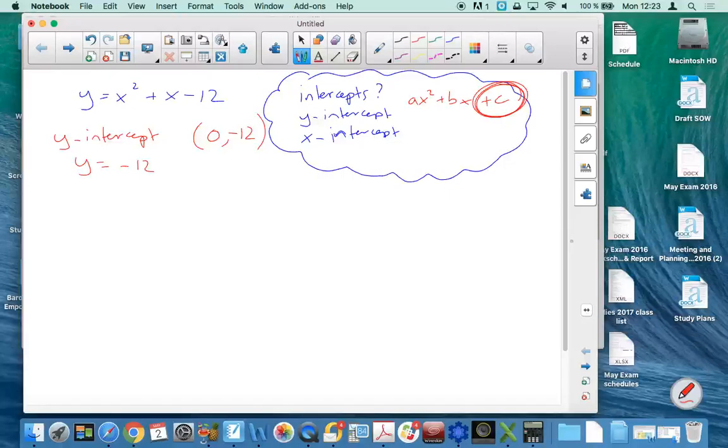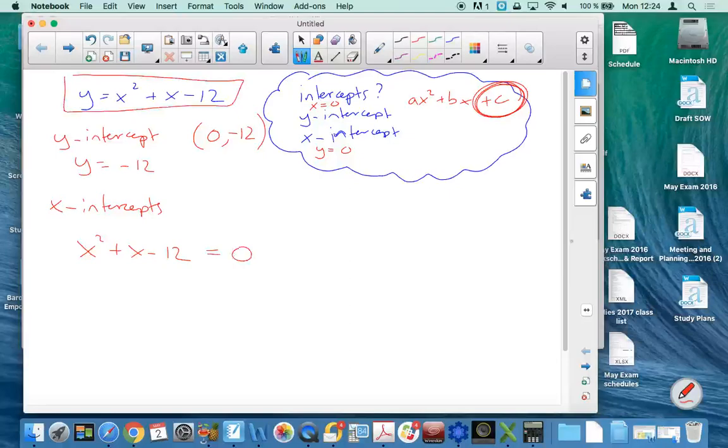Right, second thing then. Now I want to find the x-intercepts. For your x-intercepts, we've already talked about x being equal to 0. So y-intercept, x equals 0. X-intercept, y equals 0. Now if you make y equal to 0 in this one, you get x squared plus x minus 12. So all of that must equal 0. I've just basically switched this thing around backwards.